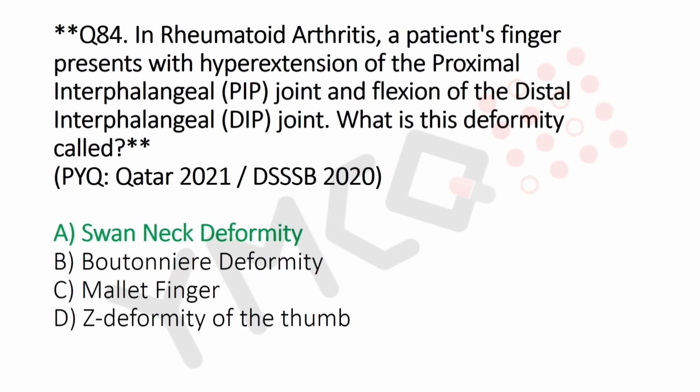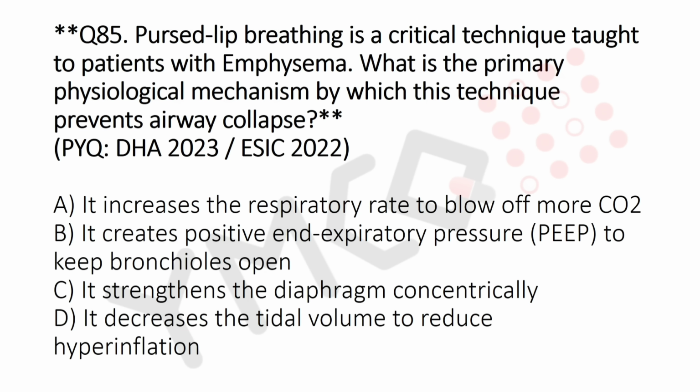When the PIP joint is hyperextended and the DIP joint flexes forward, it mimics the curve of a swan's neck. Okay. Now let's move to question number 85. Pursed lip breathing is a critical technique taught to the patient with emphysema. What is the primary physiological mechanism by which this technique prevents the airway collapse?